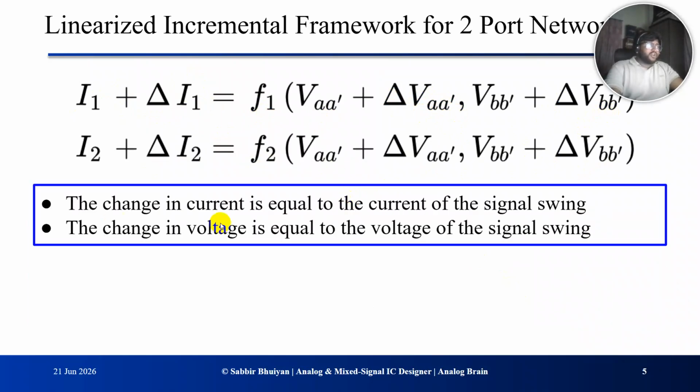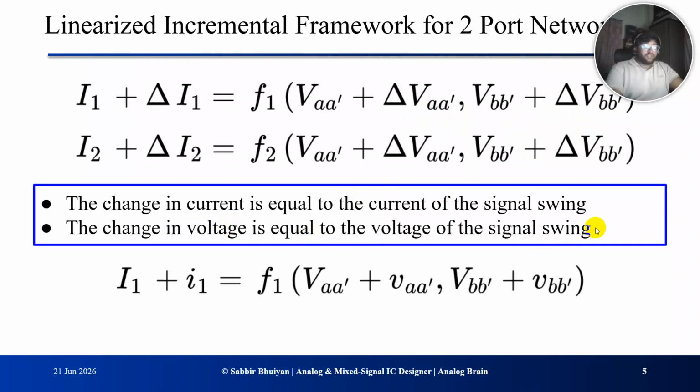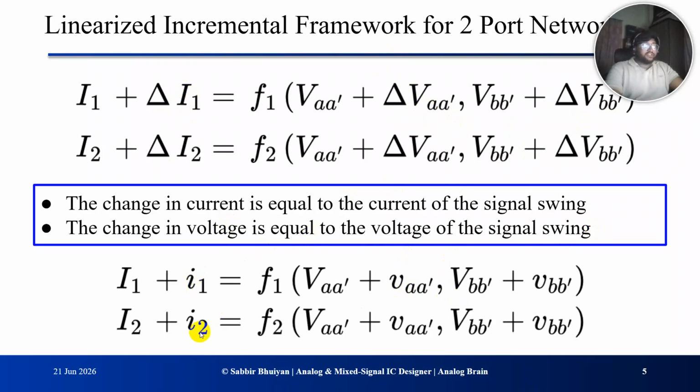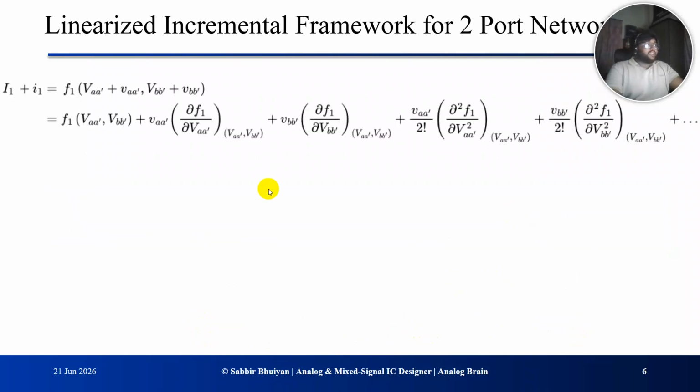So the change in current is equal to the current of the signal swing, and the change in the voltage is equal to the voltage of the signal swing. So I replace del VAA prime with small VAA prime, and del I1 with small I1. So this is small IG, this is small ID, this is small VGS, this is small VDS.